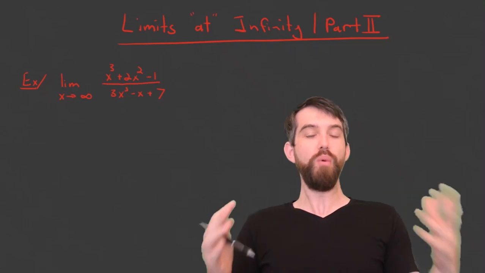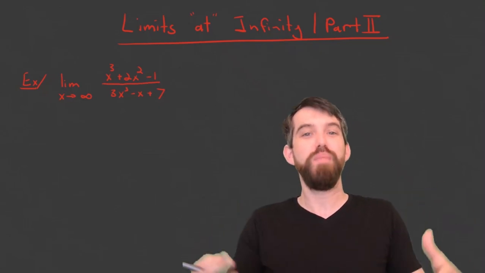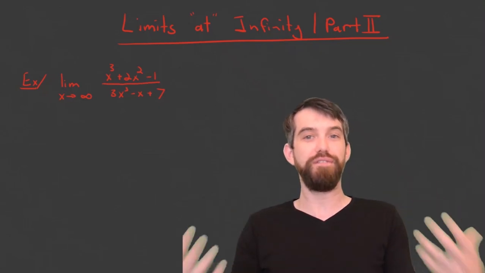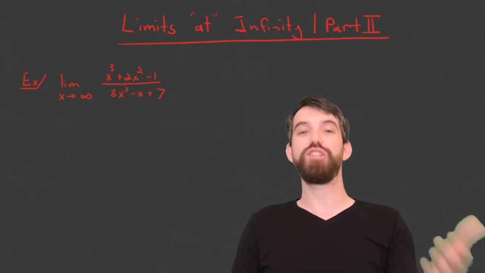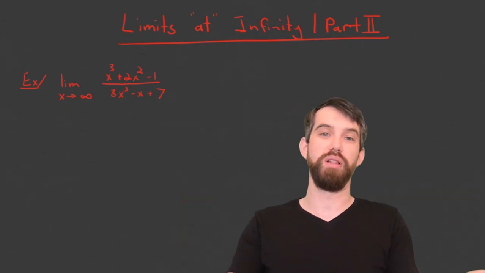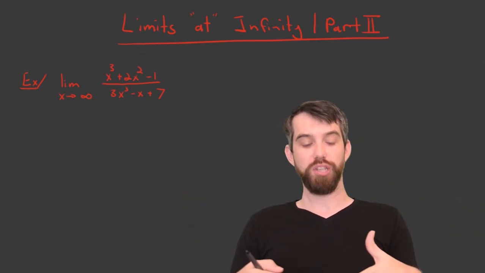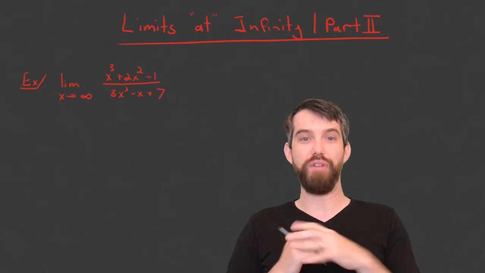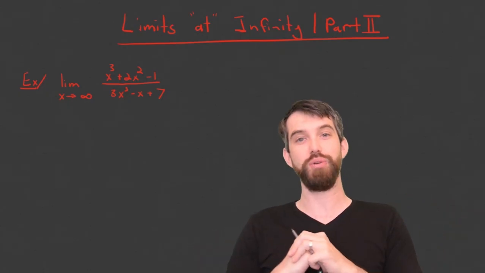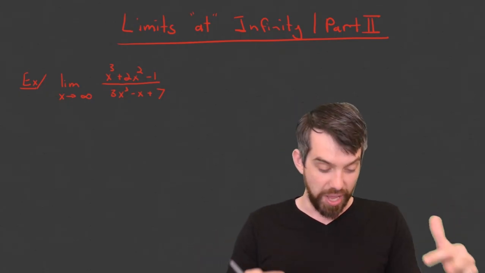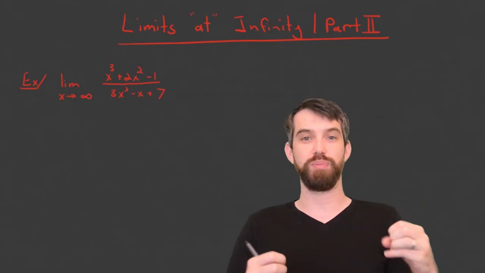In this video, I want to run through the standard methodology to compute limits at infinity when you've got a rational function, for example, a polynomial divided by a polynomial. So here's one such example. We have on the top a polynomial x cubed plus 2x squared minus 1, and on the bottom we have 3x cubed minus x plus 7.